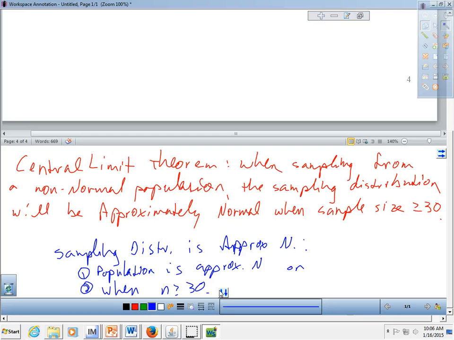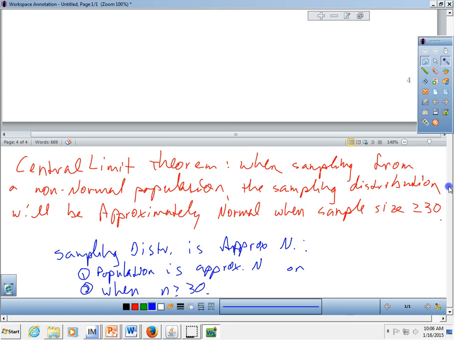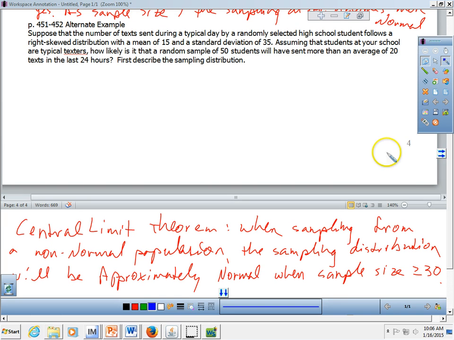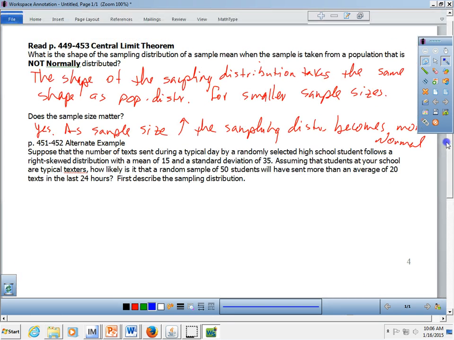And remember, with sample proportions, as long as n times p and n times 1 minus p were both bigger than or equal to 10, then our sampling distribution can be considered approximately normal. Okay? And we want to apply this central limit theorem whenever we need to. And so it allows us to perform our calculations even in a situation of a non-normal population.